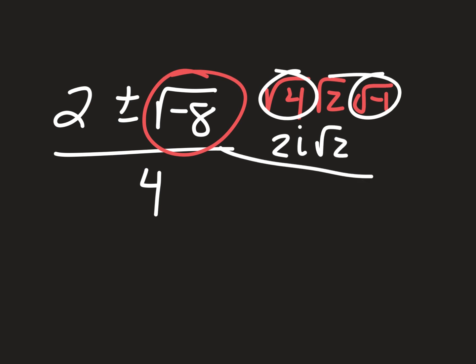That right there is one of the harder parts. Okay. Now I'm going to rewrite it. 2 plus and minus 2i root 2 all over 4.